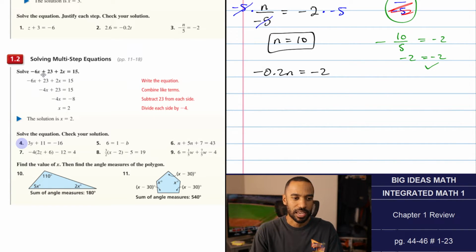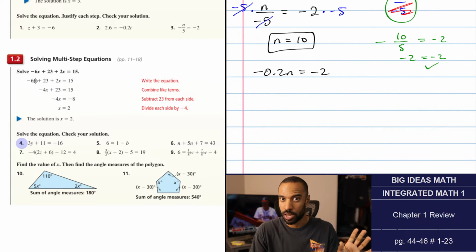They have negative 6x plus 23 plus 2x equals 15. Negative 6x plus 2x are like terms and therefore can combine. You're not moving them to another side of the equation; they're on the same side currently. Negative 6x plus 2x is negative 4x. Okay.